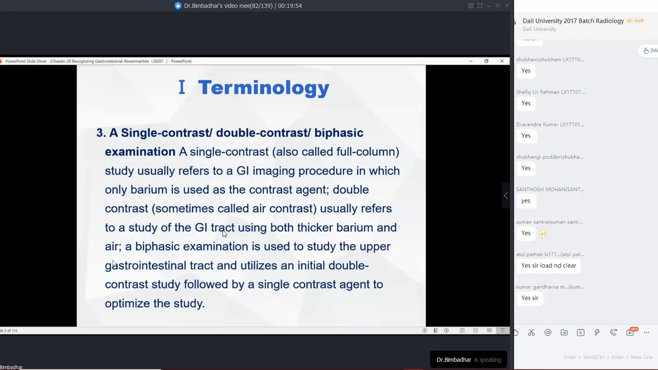The double contrast study is used in such a way in anticipation, based on the physiological process of the intestines. See, when we were learning about the basic anatomy of the GI tract, we came to understand that there is air present at different levels of the GI tract. So air is a natural component of the intestine, not only the intestine but also the stomach, because it has a direct connection with the external environment, right?